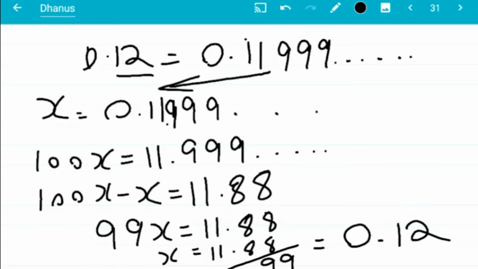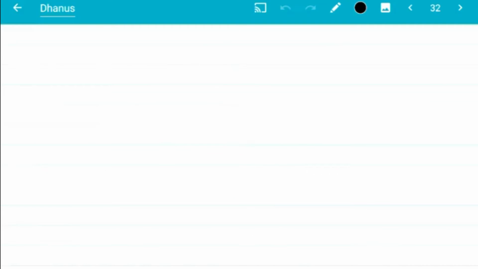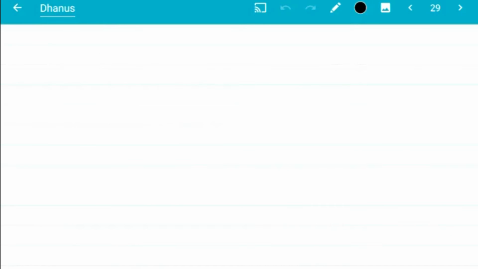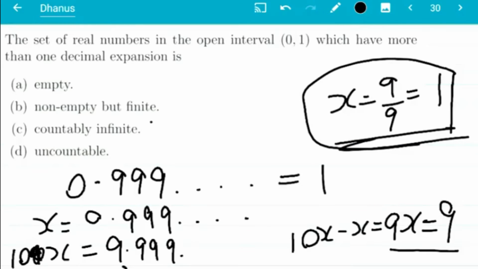Just subtract the last term by 1 and add 9s. For example, 0.34 will be equal to 0.33999999... Only possible for these types of rational numbers. That's why the answer for this question is countably infinite.